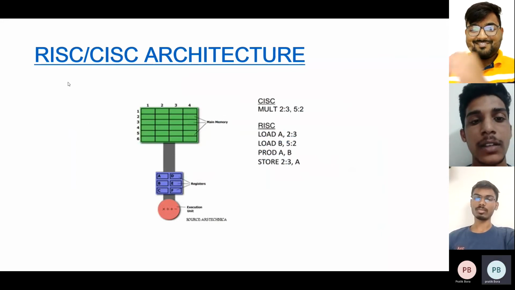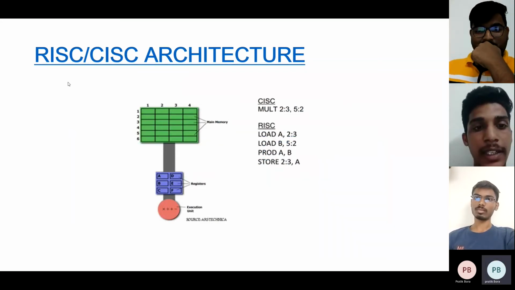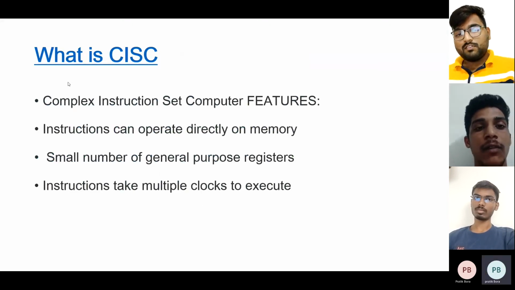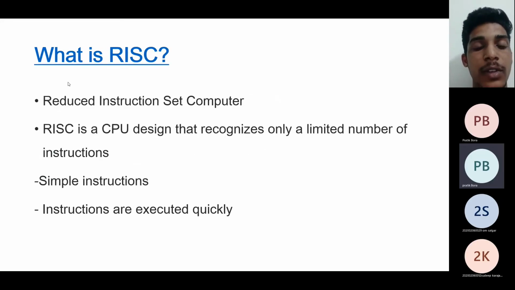I'm explaining the RISC and CISC architecture, and this is the architecture for RISC and CISC. What is CISC? CISC is a complex instruction set computer, and its features are: an instruction can operate directly on memory, a small number of general purpose registers, and instructions take multiple clocks to execute.